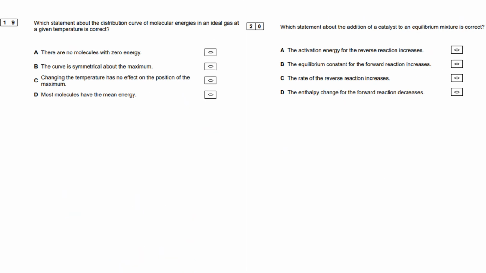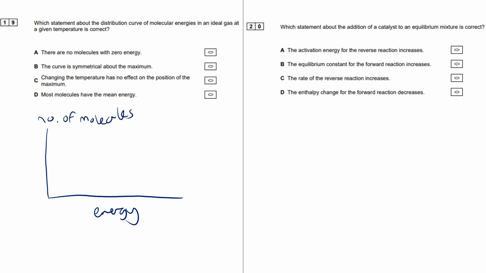Question number 19. Which statement about the distribution curve of molecular energies at a given temperature is correct? So this is referring to the Maxwell-Boltzmann distribution, which I'm just sketching out below. So statement A, no molecules have zero energy. That is a correct statement. The Maxwell-Boltzmann distribution at any temperature is going to start at the origin. Another way of saying that is all molecules will have at least some energy. No molecules will have no energy.